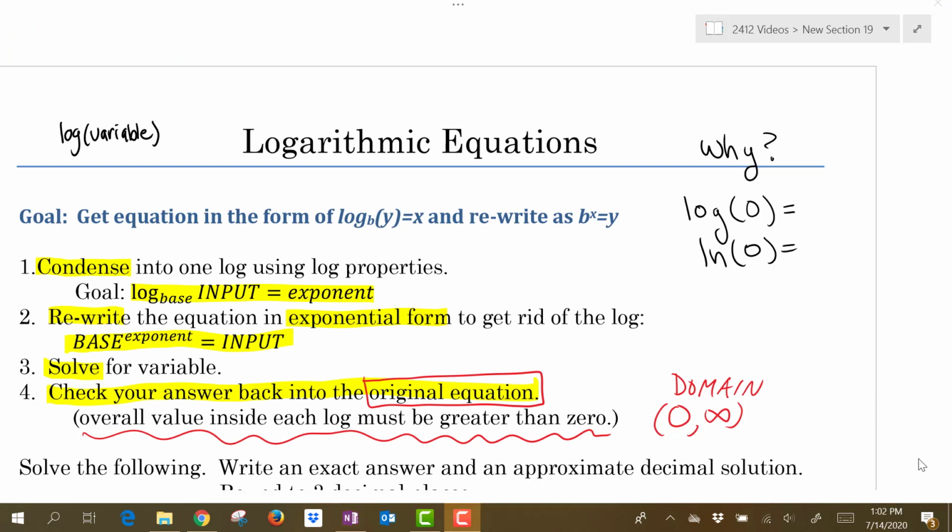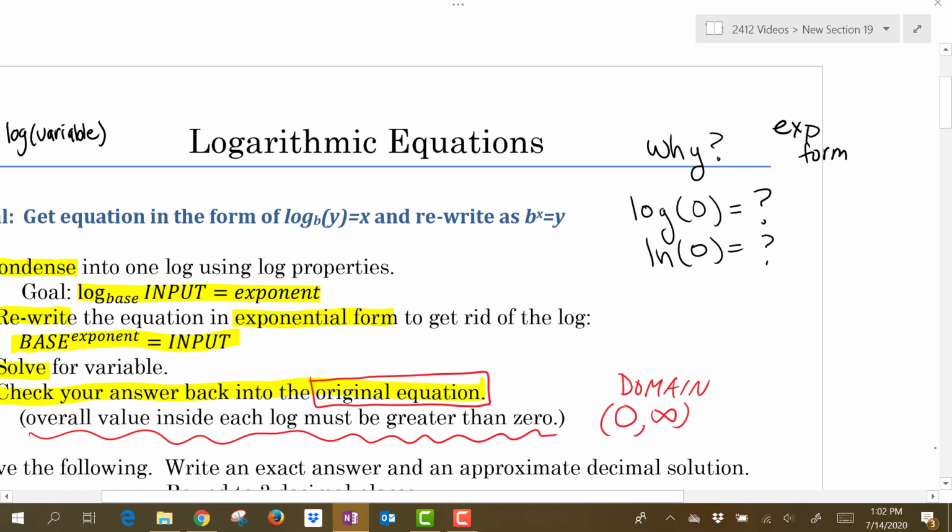The answer to that question goes back to the exponential form. When we solve logs, we are asking ourselves this question. We're saying the base of the log, which in this case is 10, raised to what exponent, and so that's what we're looking for the answer for that log, is equal to the input of the log, which in this case is 0. 10 to what power will give us 0? So there is no power that I can raise 10 to get 0. That is an unsolvable problem.